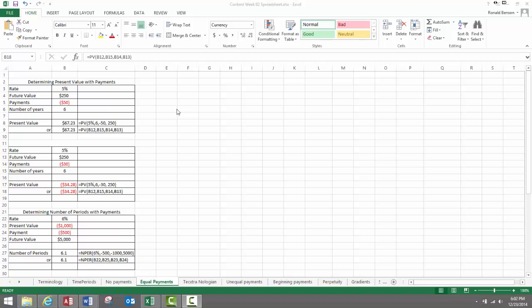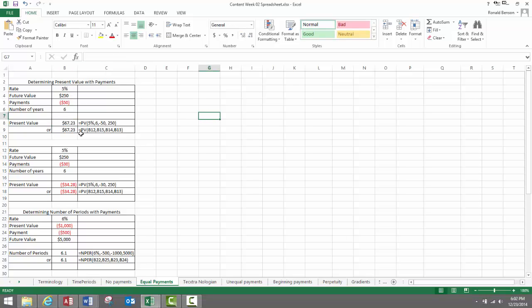Now let's look at computing the present value with payments, equal payments of $50 a year for 6 years. We want, say, a future value of $250 at the end of year 6. And if we make $50 payments, what do we have to deposit up front or receive? Well, it turns out if we make $50 payments and find the present value, 5%, 6 years, we pay in $50, so it's negative, $250 at the end.